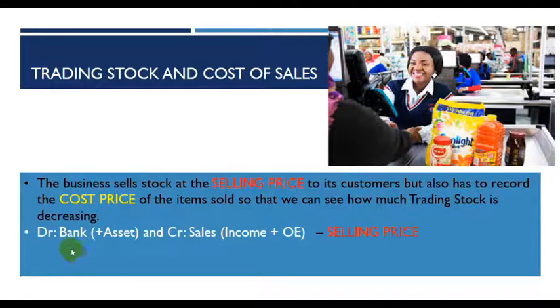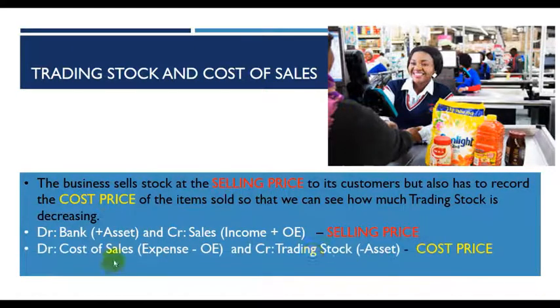Our entry would be debit bank, which increases our assets, and credit sales, that is at the selling price. At the cost price, we would debit cost of sales, and we would credit trading stock to show that these items are decreasing our stock and leaving our business. So we now have less stock because we sold some items, and that's what our business is all about. We're about selling stock.